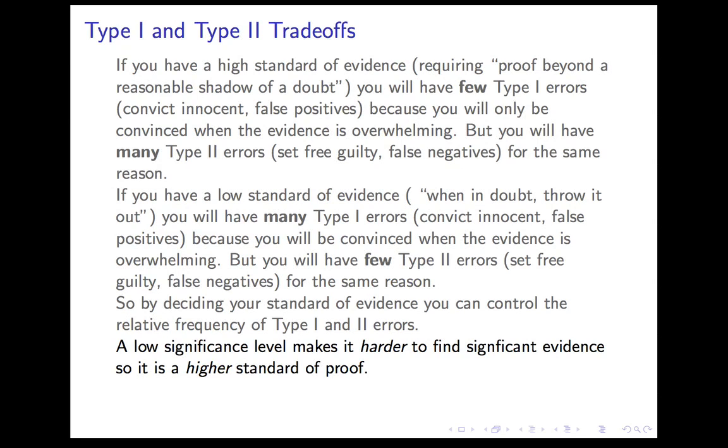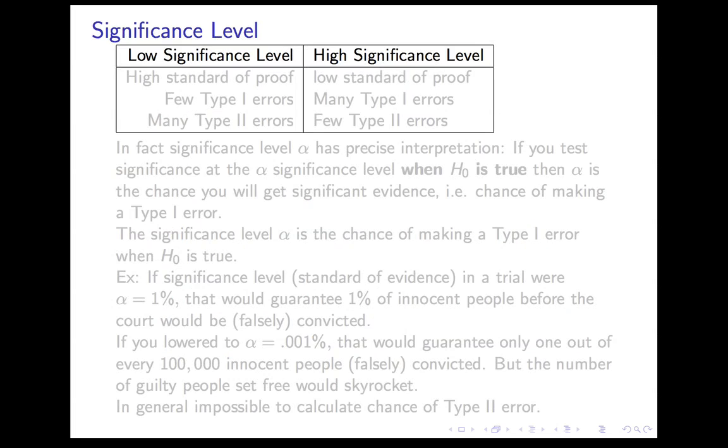the courtroom trial standard of proof, beyond a reasonable shadow of a doubt, corresponds to some very, very low significance level, and the blood testing standard of when in doubt, throw it out, corresponds to a very high significance level. Just to review that, low significance level corresponds to a high standard of proof, and a high significance level to a low standard of proof.